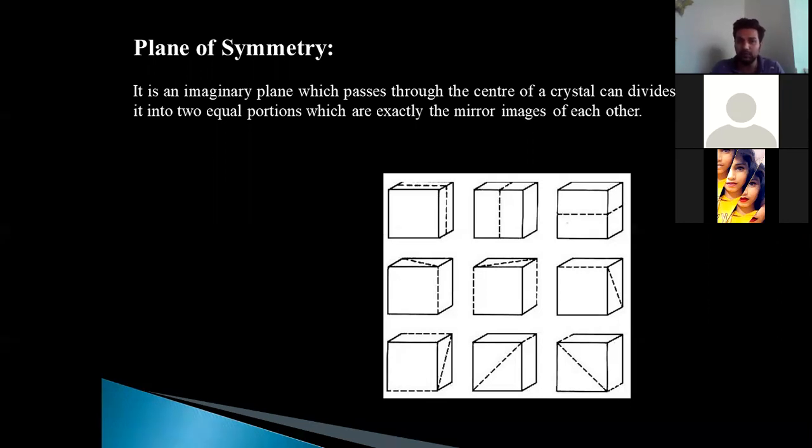So now we have seen two elements of symmetry, axis of symmetry and plane of symmetry. In axis of symmetry, you know that the axis is an imaginary axis around which, on rotation of 360 degrees, a single referred face repeats itself twice or more than twice. In plane of symmetry, it is a plane along which the crystal is divided into two exactly equal halves, which are also mirror images of each other.